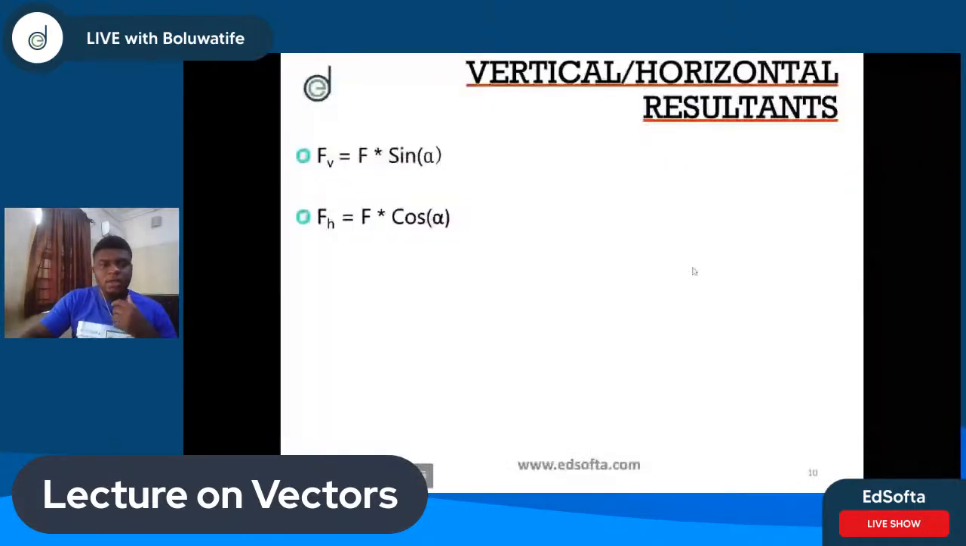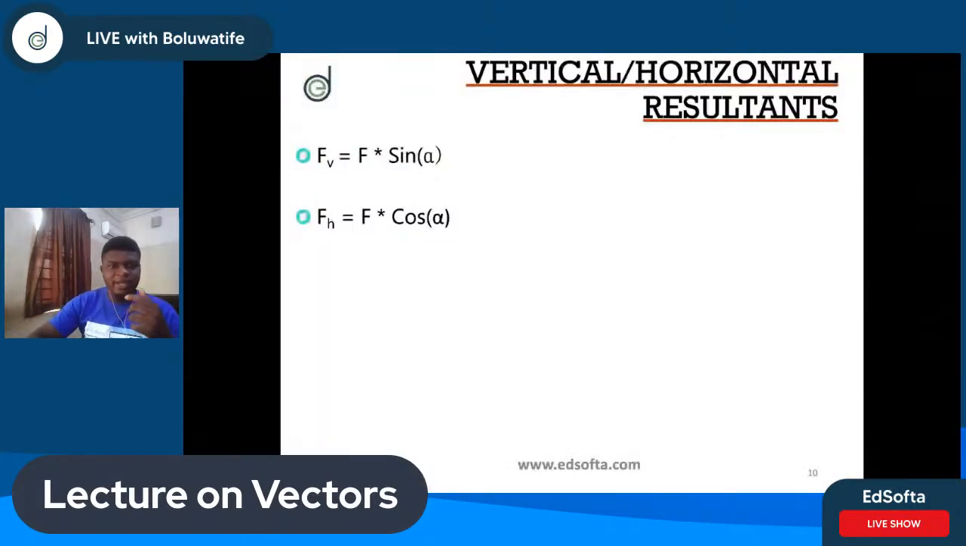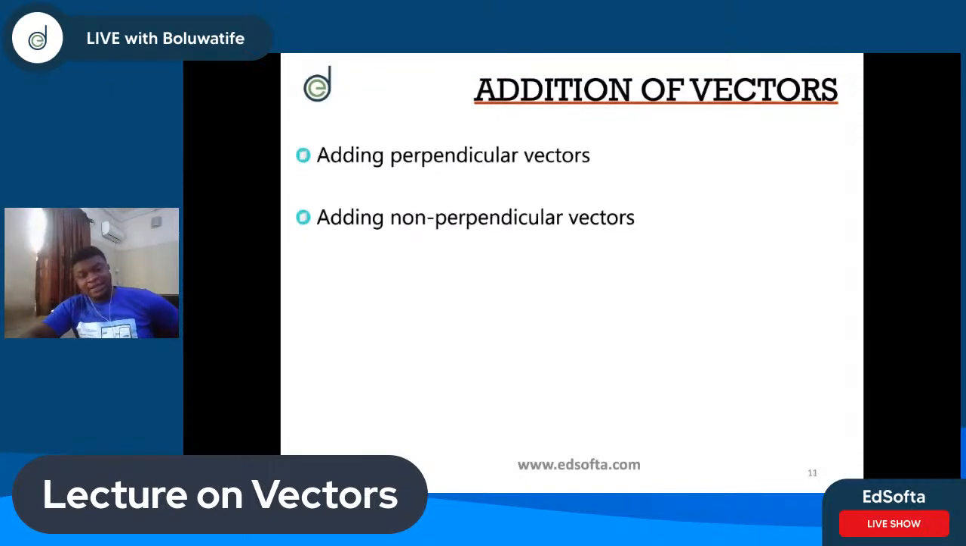Yeah. Okay, so you have our formulas here. We're looking at F, so we assume that the vector is F. The vertical component of F is F times sin theta, and the horizontal component of F is F times cos theta. Okay, so now addition of vectors, this is where it gets pretty tricky.